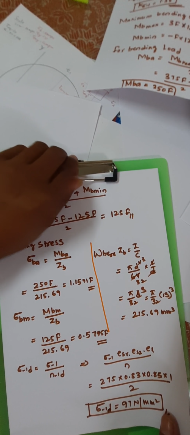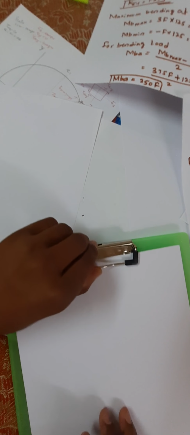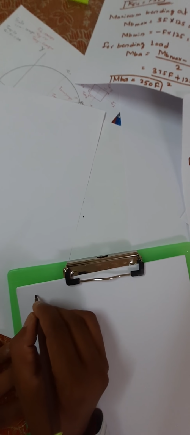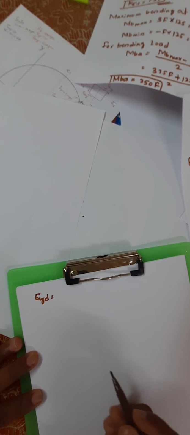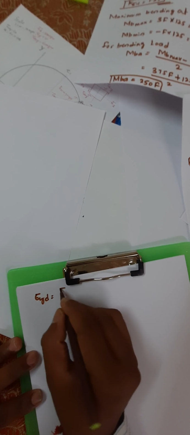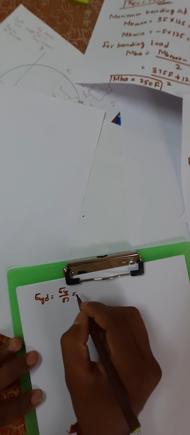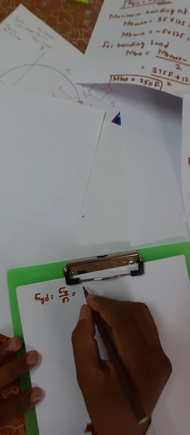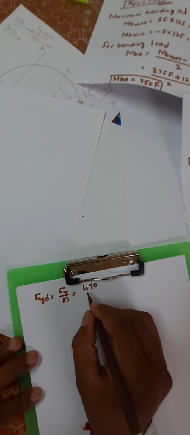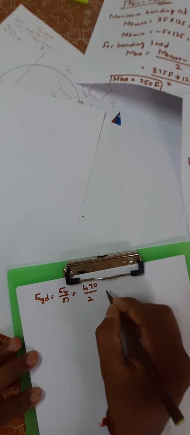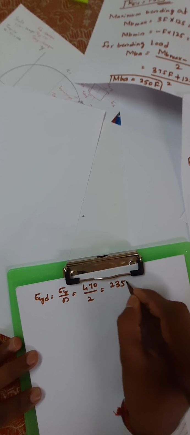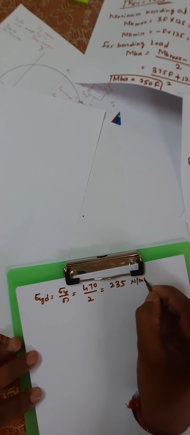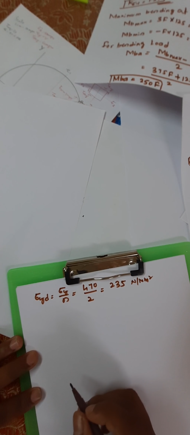Next, we need to find sigma yd with respect to equation number 1. Sigma yd is equal to sigma y by n. We know the yield stress given in the problem, which is 470 divided by 2. If you simplify, we will get 235 Newton per mm square.